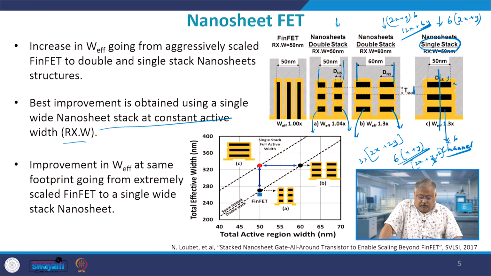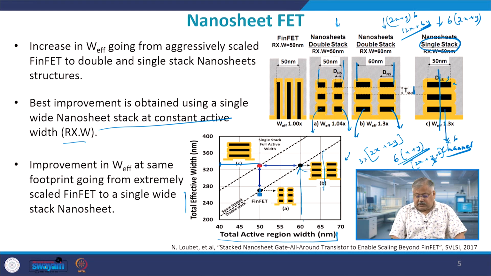Now if you look at this diagram here, this is the active region which you see, the active width of the region, and this is the total effective width. So what we have seen is the FinFET has got the least effective width for the same amount of active width, whereas if you do a single stack full active width, you get the best area, the total effective width is very large here. You will also get approximately the same area, but the total active width will increase when you break it down into multiple stacks.